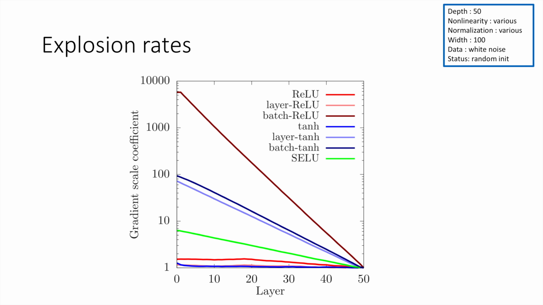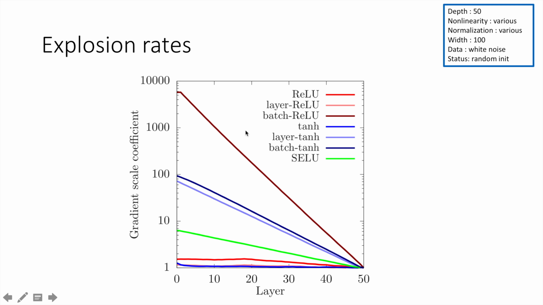Let's take a look at 7 different architectures. ReLU without normalization, ReLU with layer normalization, ReLU with batch normalization, TAN, TAN with layer normalization, TAN with batch normalization, and CeLU. We consider randomly initialized depth 50 networks that have a width of 100. The data is white noise. As we can see, the gradient scale coefficient behaves very differently for different architectures.